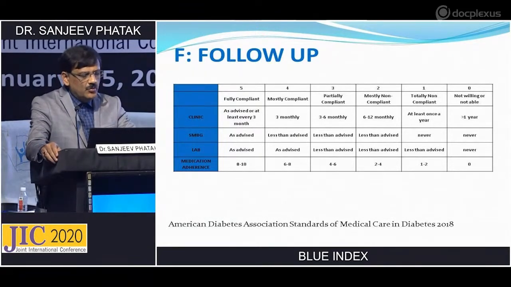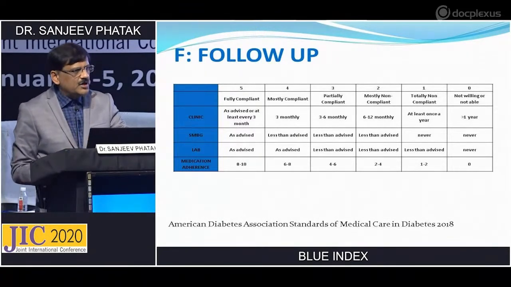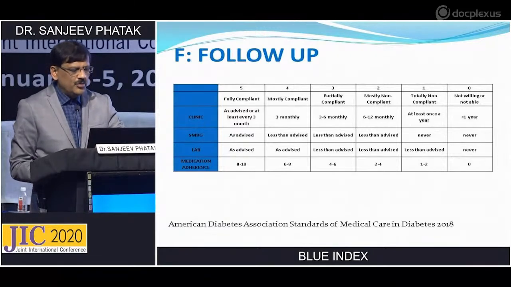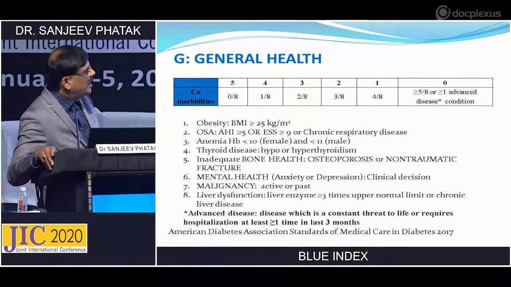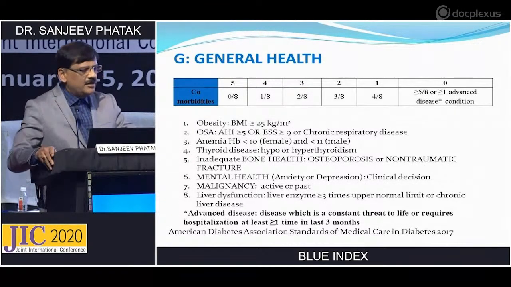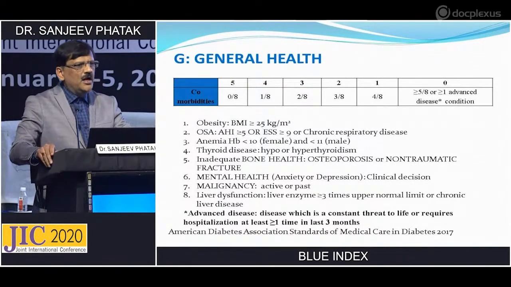Poorer the adherence, more are the chances that the patient's blood pressure, lipids, and blood sugars may not be at control, leading to long-term complications. G is for general health, where we have now not 8 but 7 parameters. We have excluded malignancy in our latest update.